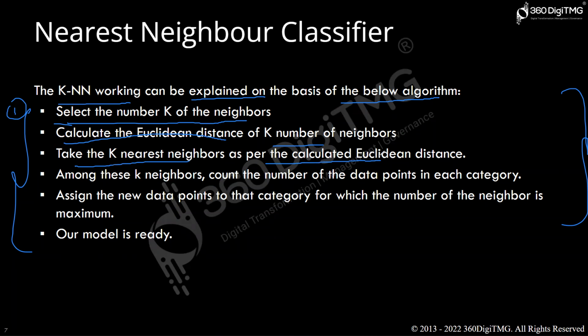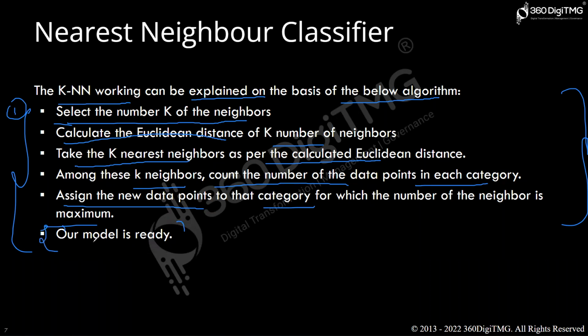So as we know, Euclidean distance is nothing but the distance between the observed value and the centroid value. We are going to take these nearest neighbors by calculating this Euclidean distance. Among these k neighbors, count the number of data points in each category. So after calculating this Euclidean distance for the k nearest neighbors, we are going to count the number of data points in each category. And after that, we are going to assign the new data point to the category for which the number of neighbors is maximum. At last, our model is ready.